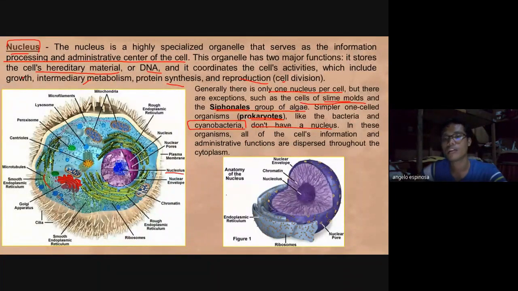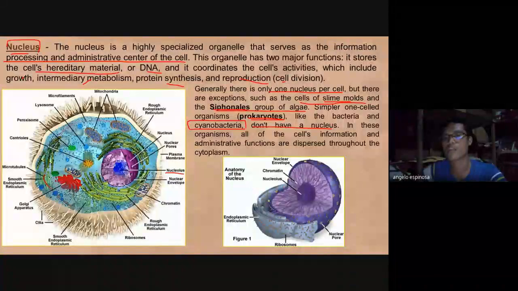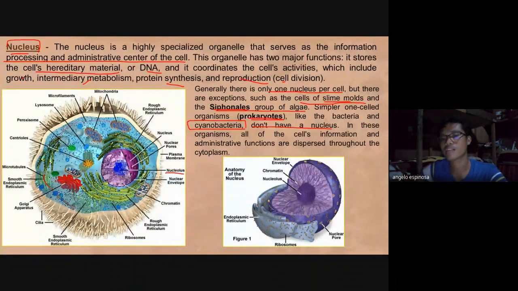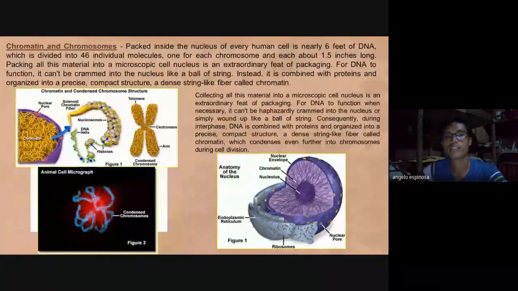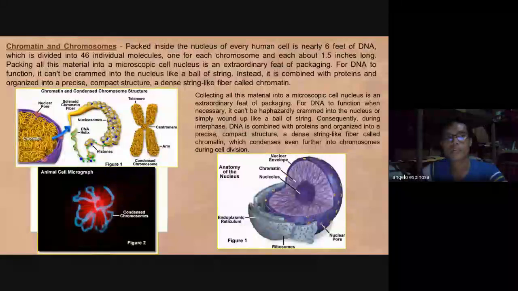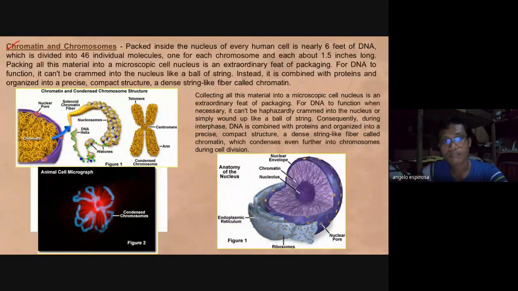So this is a nucleus, okay? It is covered with a nuclear envelope, and it has chromatin, nucleolus, and nuclear pores. So we will tackle that one by one. What is in the nucleus? Number one, we have the chromatin. The chromatin and chromosomes, okay?